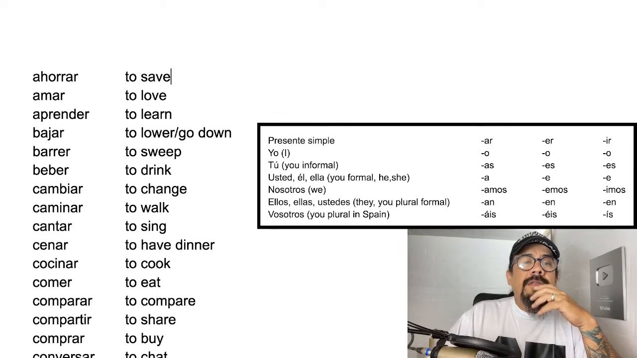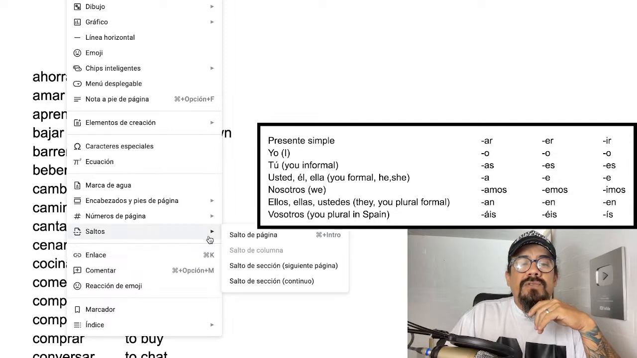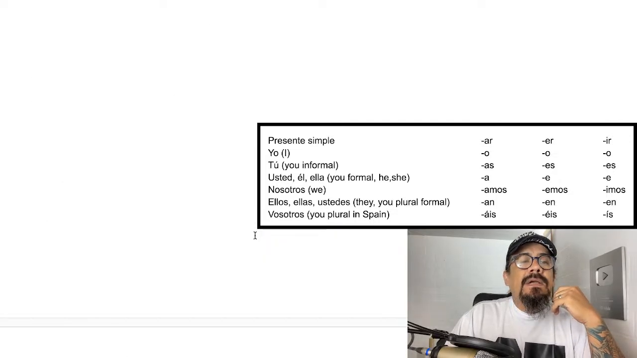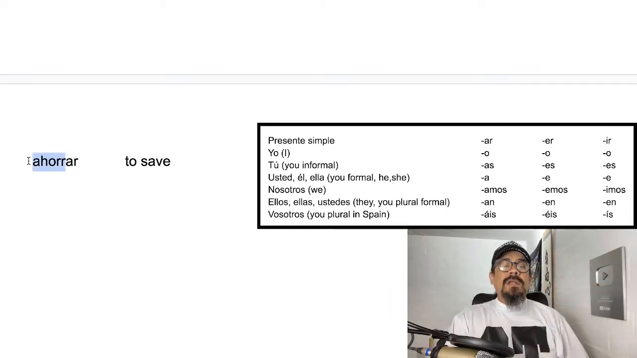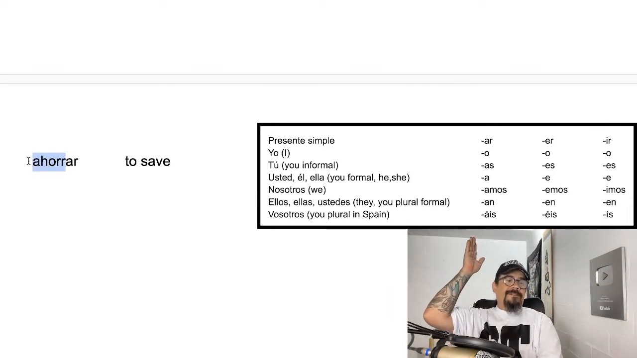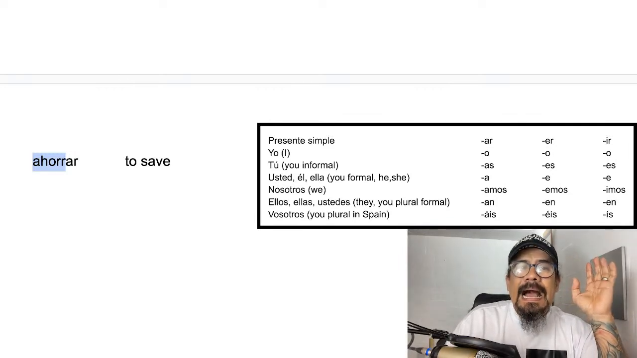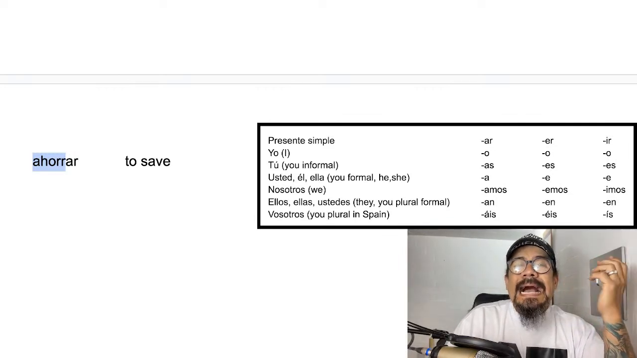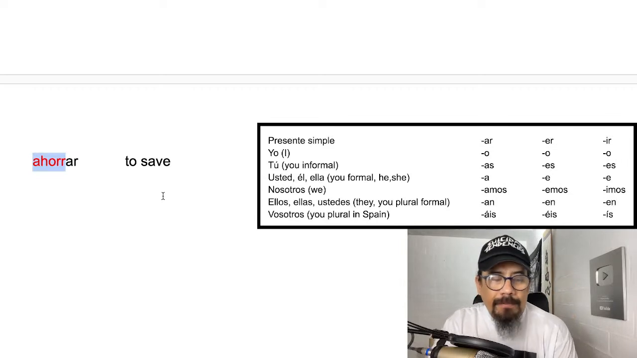And now we move to the third regular verb of tonight's class, which is ahorrar, to save, ahorrar. This one also belongs to the first column, verbs ending in -ar. And the root of the verb is A-H-O-R-R, ahorr.